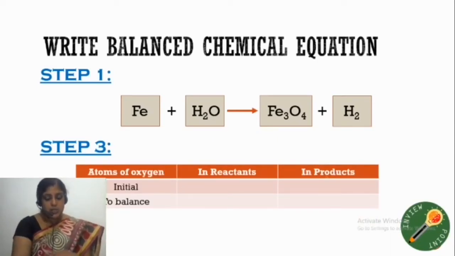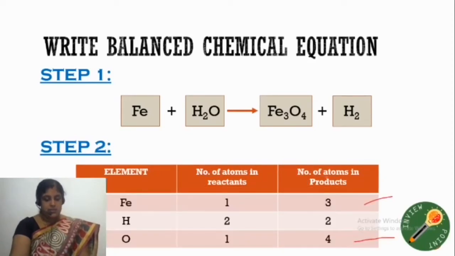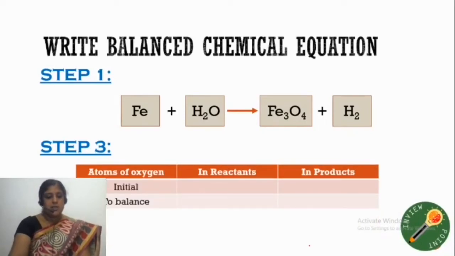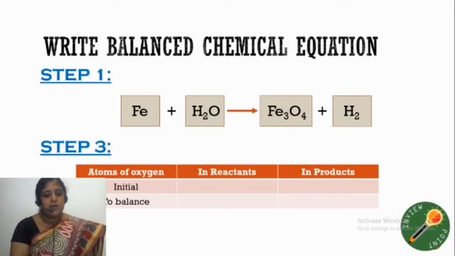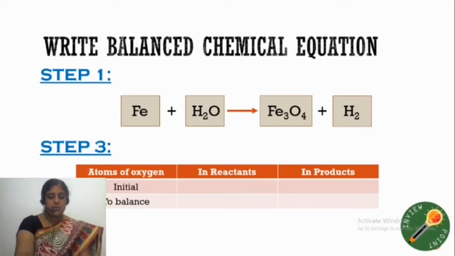The third step is to choose any element. Mostly we choose the element having the highest number of atoms so that our mathematical calculations are easy. You can see that oxygen has the highest number of atoms, so first let's take oxygen. Instead of oxygen you can take iron or hydrogen, it doesn't matter. But here let's take the oxygen atom first.